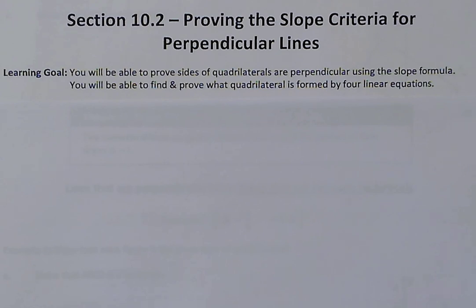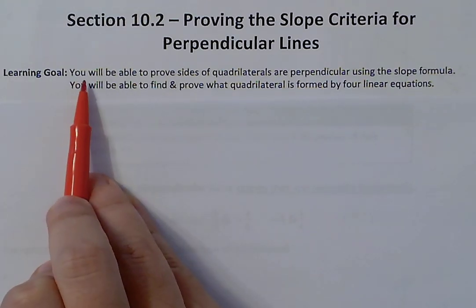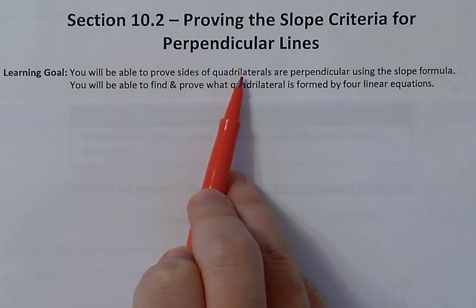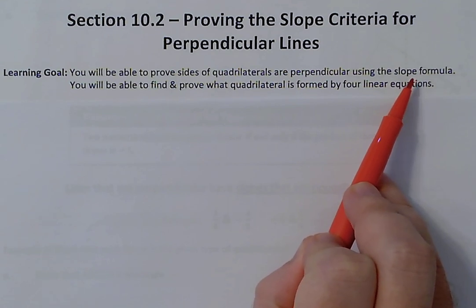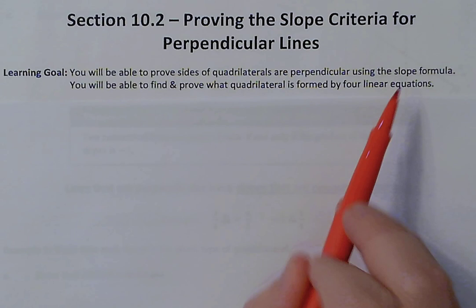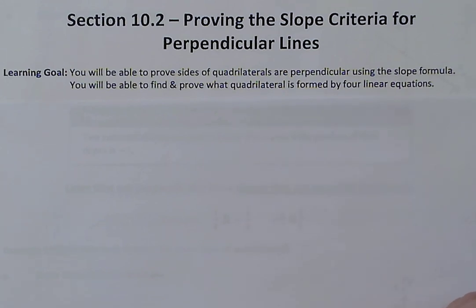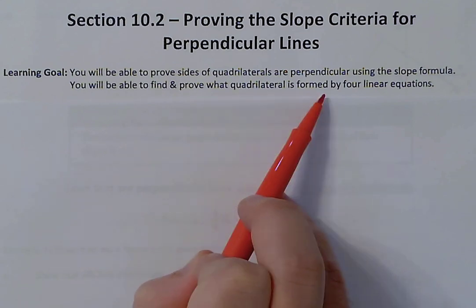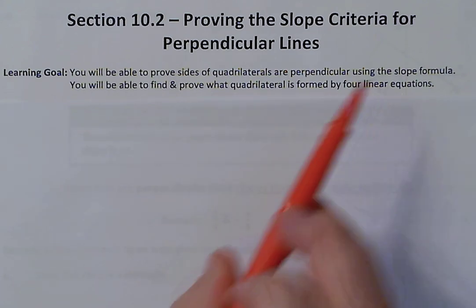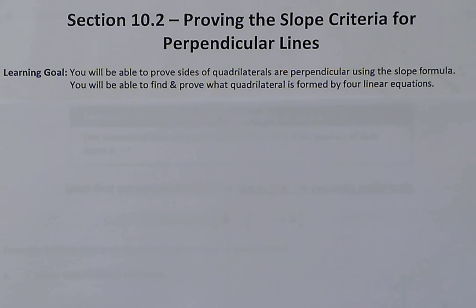So, two learning goals for today. The first one is that you will be able to prove sides of quadrilaterals are perpendicular using the slope formula. So just like yesterday, where we went through and proved that sides were parallel using the slope formula, today we're going to prove that sides are perpendicular using the slope formula. And next, you will be able to find and prove what quadrilateral is formed by four linear equations. So I'm going to give you four linear equations. Your goal would be to go through and determine what shape they form. So with that said, let's go ahead and get into our stuff for today.